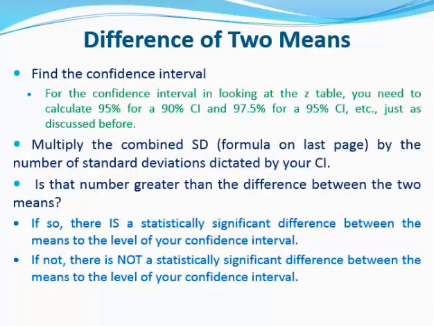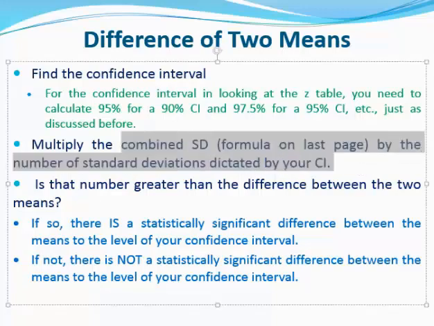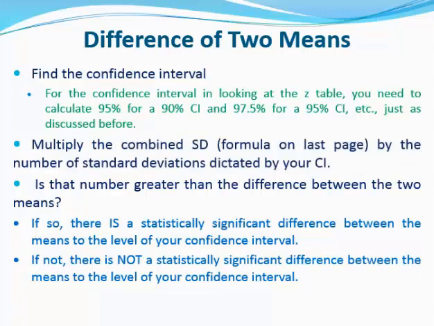Then you do the same thing as you did in the previous example. You multiply the combined standard deviation by the number of standard deviations required by your confidence interval, and then you see, is there a statistically significant difference? If the number you come up with is 5, and your confidence interval requires that they be 4 away, well then there's a significant difference between them.